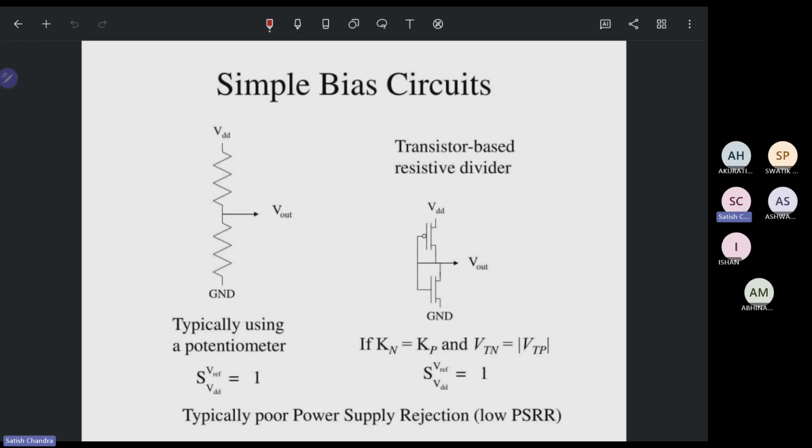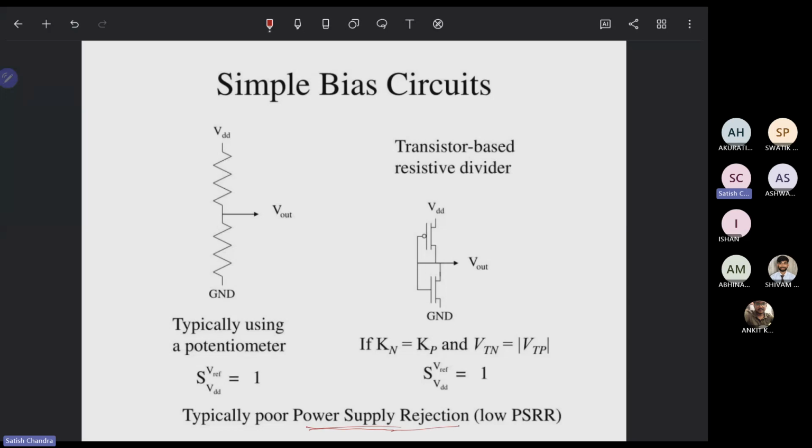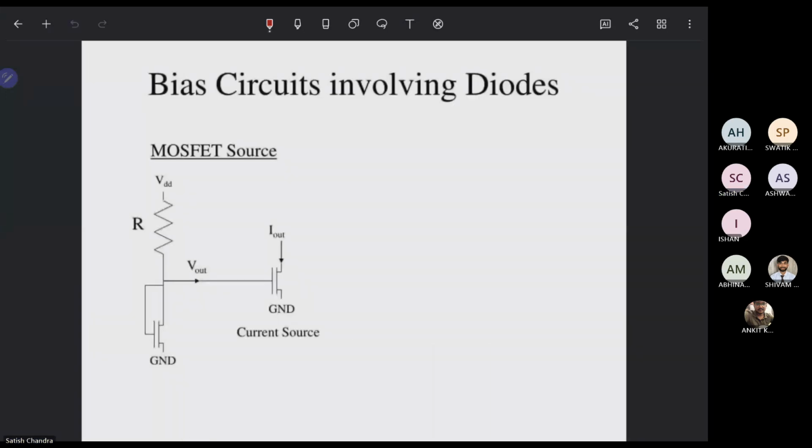Although, what is going to happen is that it is going to have a poor power supply rejection. Why is it going to be like that? Poor power supply rejection. We'll see that one. Now see.